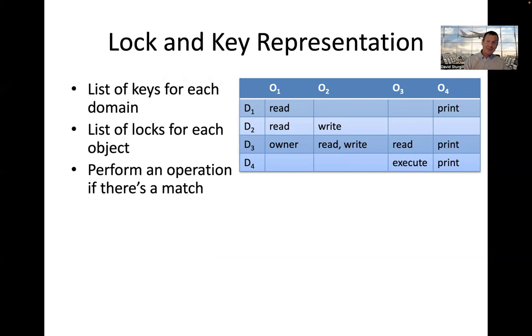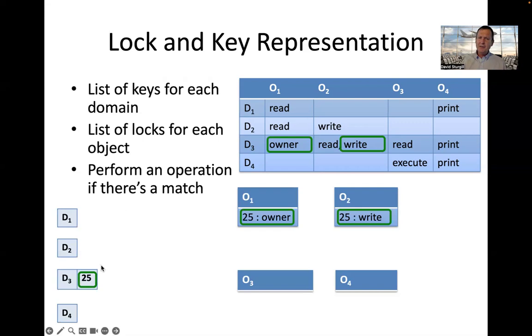Access lists represent permissions by object. Capability lists represent them by row, by domain. Lock and key kind of combines these two techniques. They take access rights in the access matrix and they associate those with a particular key. So that might be a group of users. It might be a little bit of cryptographic information that's generated for that object. Here, I'm just going to use smallish integers.